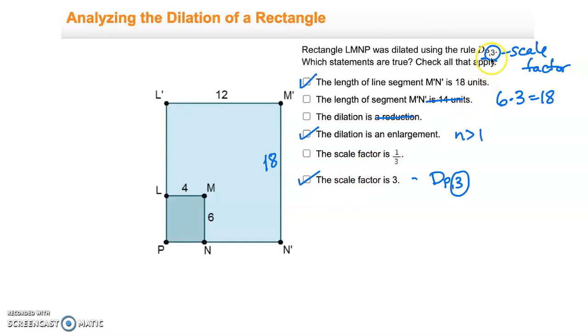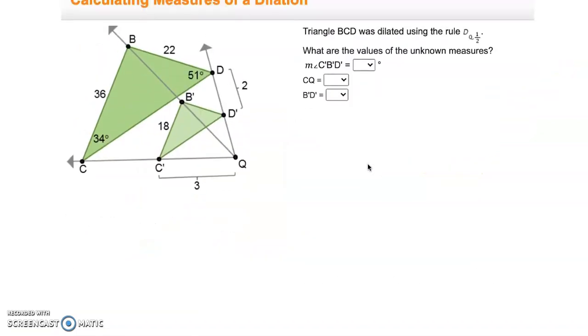One of the first things you'll notice is it gives us the scale factor here. So the scale factor is 3, our first correct one. And then to find the length, we just multiply by 3, so we get 18 units. And because it is larger and the scale factor is greater than 1, it is an enlargement. All right, here's another one. Pause the video and see if you can figure these ones out.